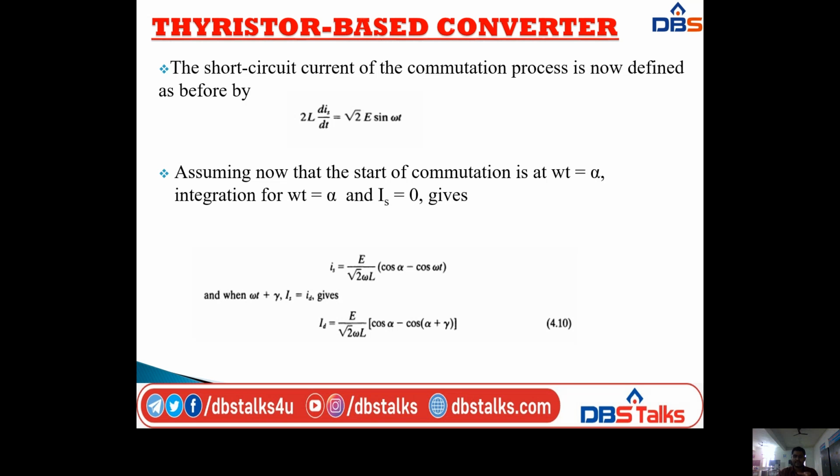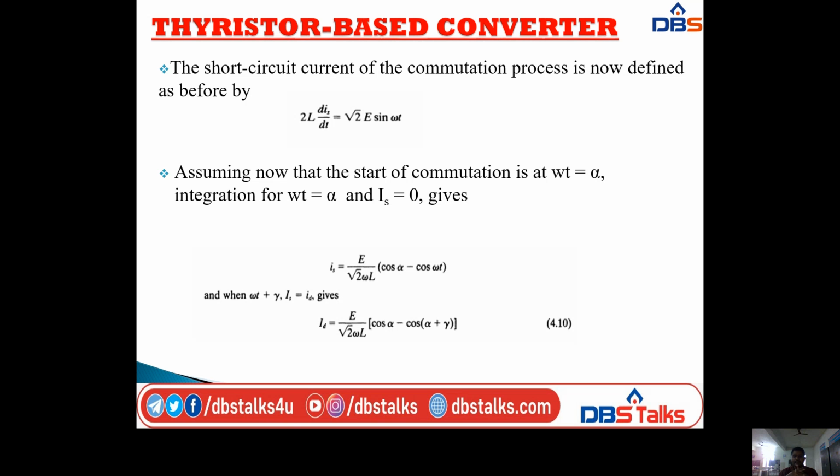Here, assuming now that the start of the commutation is at omega t equal to alpha, integration for omega t equal to alpha and is equal to 0 gives is equal to E by root 2 omega L into cos alpha minus cos omega t. And when omega t equals alpha plus gamma and is equals id, it gives id equal to E by root 2 omega L into cos alpha minus cos of alpha plus gamma.